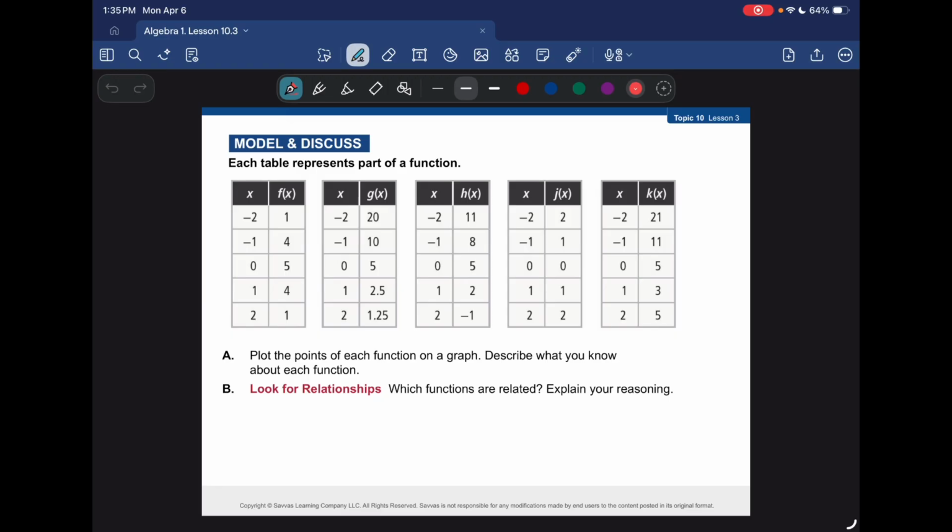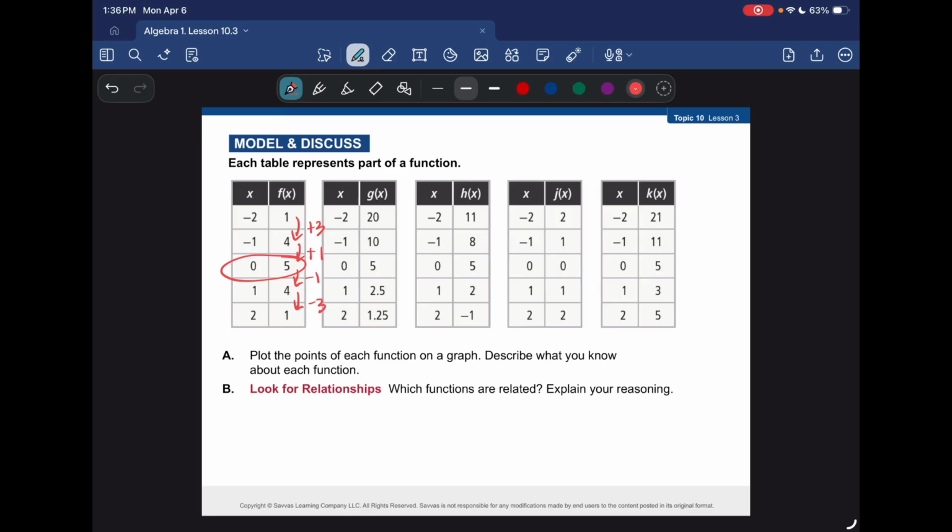So for f of x, the first table, what do we notice as x is increasing from -2 to +2, what is happening to the output? We can see that it is increasing by 3, then increasing by 1, then decreasing by 1, and then decreasing by 3. That seems to be a symmetrical pattern where it changes direction, going from increasing to decreasing. And we can see that change happens right there at 0,5. So this is likely going to be a parabola.